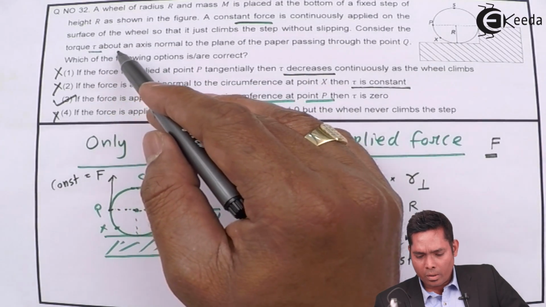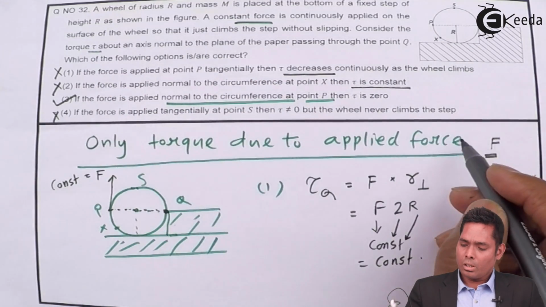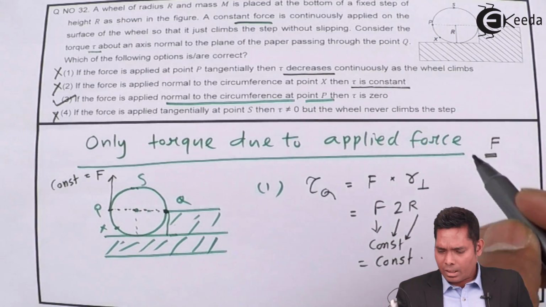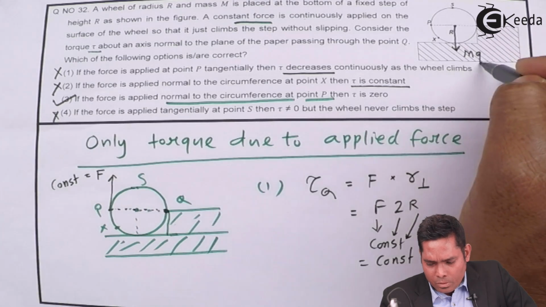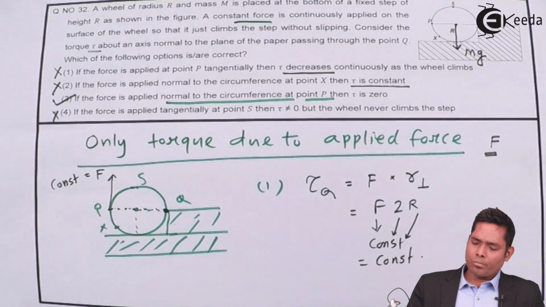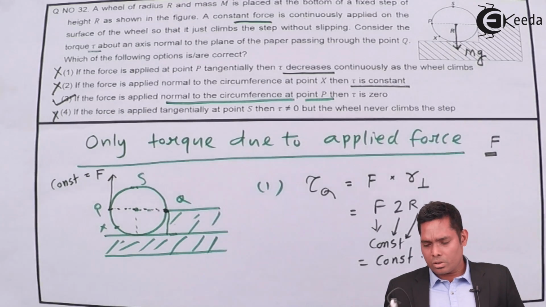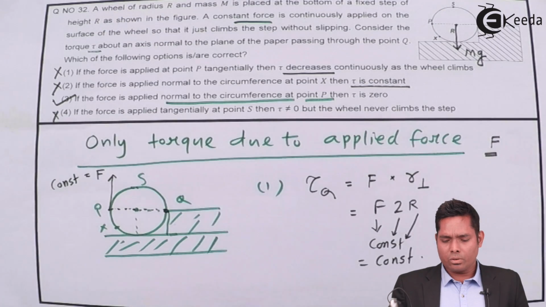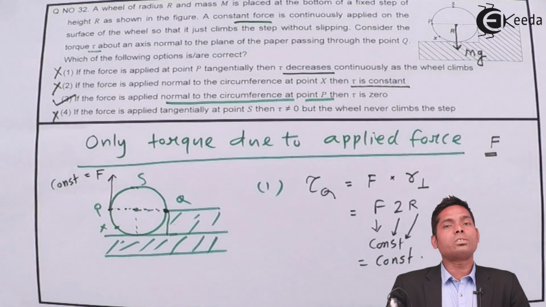Consider torque tau about the axis. So which torque? I have considered only this applied force and the torque due to that. If you consider another force, that is the gravitational force mg, then the situation will be something else that you may check out, but it is not clear whether that is what the question intends. Okay, so the answer to this question, when only this is considered, is that option 3 is correct.